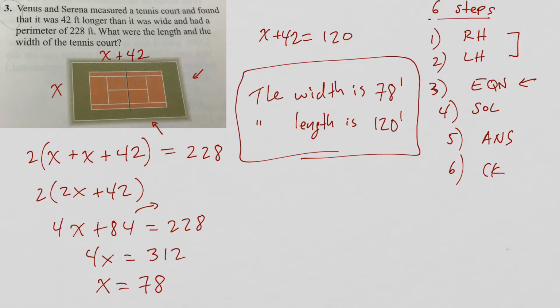And then you can check it pretty easily by seeing if adding 42 to the width gives us the length, and if we add up those two sides and multiply by 2, if we get 228. Then we're not going to though. Let's see what I did wrong.